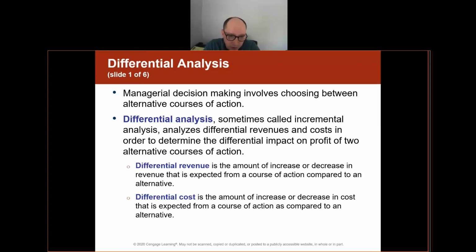So as we make those decisions, we first look at the difference in revenue. Is the revenue expected to go up or down based on the alternative courses of action? And then we also look at the difference in cost. Is the cost expected to go up or down based on the alternative courses of action?